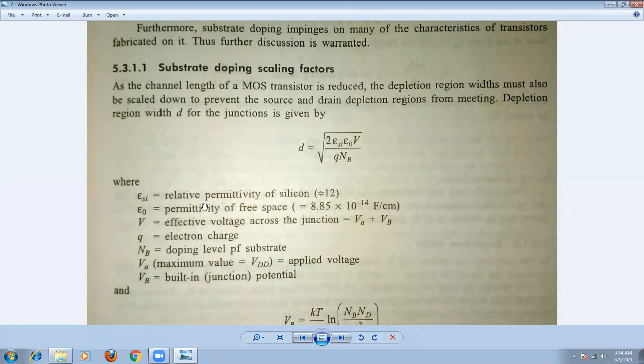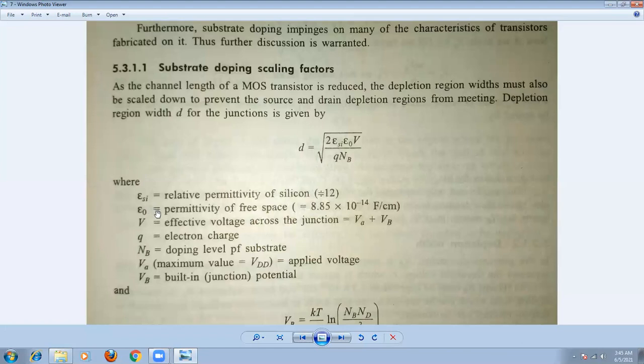Silicon permittivity is approximately 12, and silicon dioxide, SiO2, is the insulating material we are using in the MOS structure. So epsilon INS is nothing but the relative permittivity of the silicon dioxide layer, actually 3.7 to 3.9, so it can be approximated to 4. But here we are using only epsilon Si.